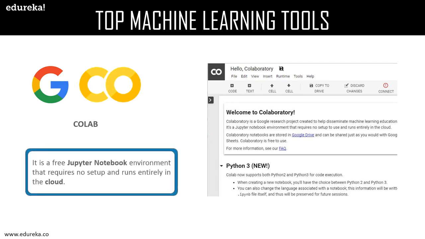Now, this is rather an interesting product by Google, which is Colaboratory. It is a free Jupyter Notebook environment that requires no setup and runs entirely on the cloud. It is a Google research project created to help disseminate machine learning education and research. That's a good step forward by Google.